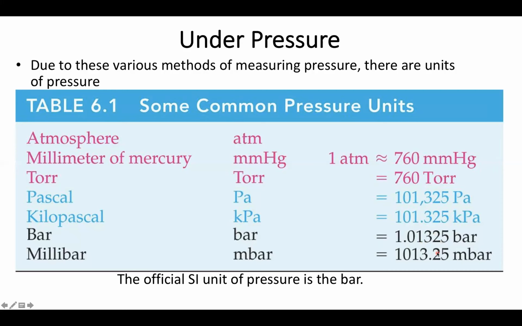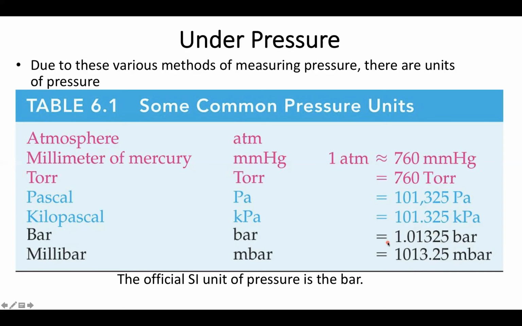However, if you're working with something of very low pressures, it's a little bit more convenient to sometimes use millibar instead, which again is the classic SI conversion. There's 1,000 millibar in a bar. So be very comfortable with all these units of pressure.